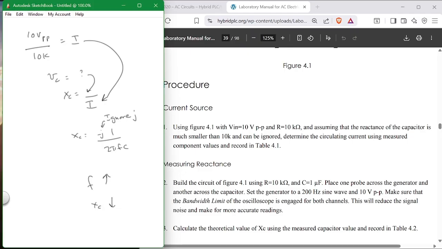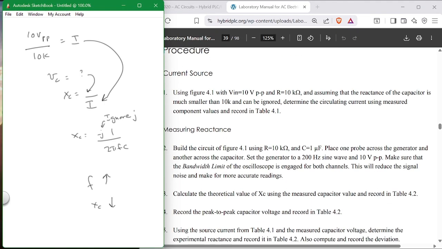Like, boy, how can you get X sub C theoretical? The X sub C theoretical is 1 over 2 pi FC. So at each point you have to calculate that and measure that. So the theoretical value is this, but the practical value is the measured value of voltage across the capacitor divided by that I, which is this right here.